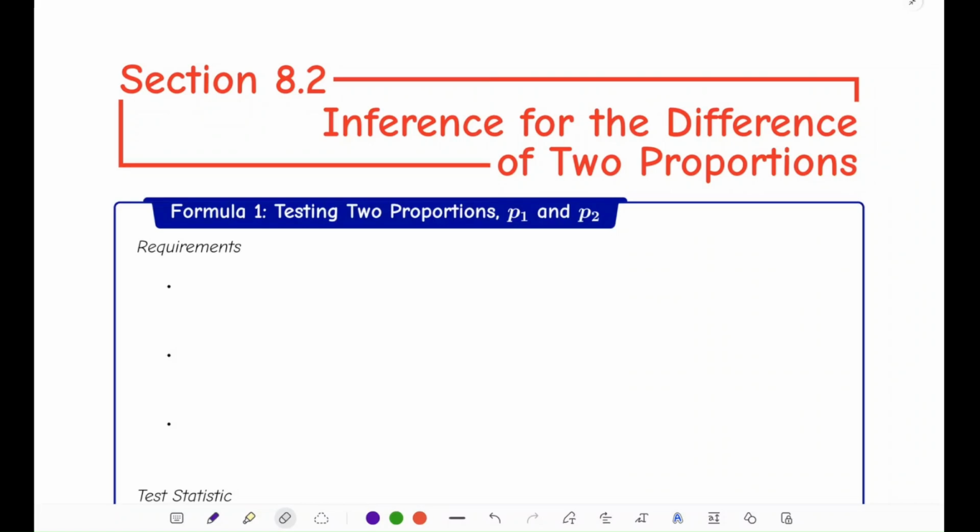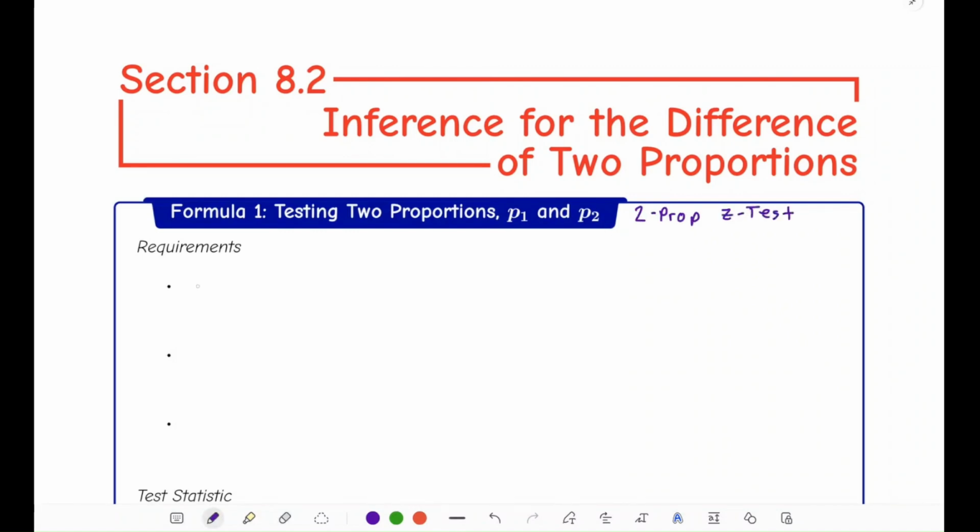Hello, this is section 8.2, Inference for the difference of two proportions. So we're going to be doing testing two proportions, P1 and P2. I often call this the two-prop z-test.